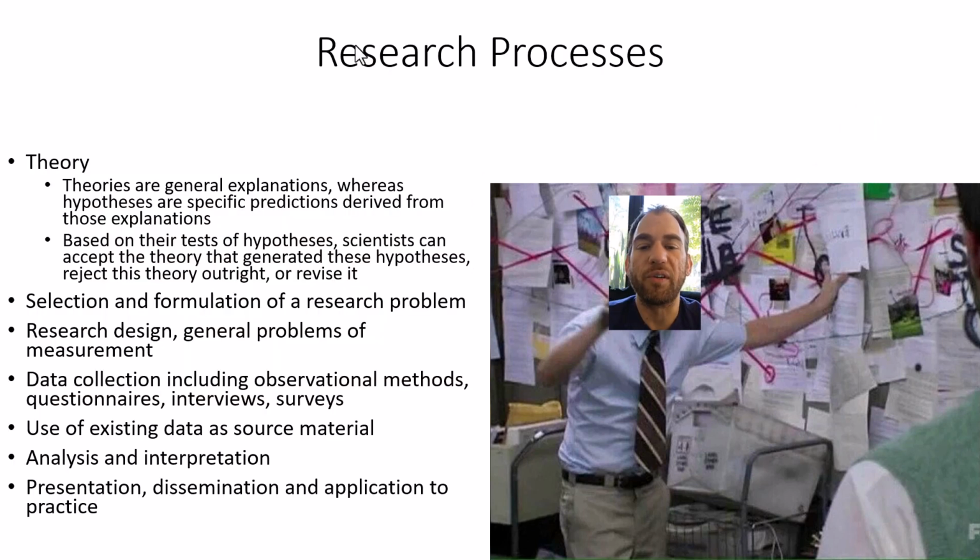Next, let's operationally define some terms in the research process, beginning with theory. Theories are general explanations, whereas hypotheses are specific predictions derived from these explanations. Based on their tests of hypotheses, scientists accept the theory that generated these hypotheses, reject the theory outright, or revise it. So stopping there momentarily, theories are these overall general explanations of complex social phenomena or biological phenomena, whatever. While hypotheses are specific predictions.